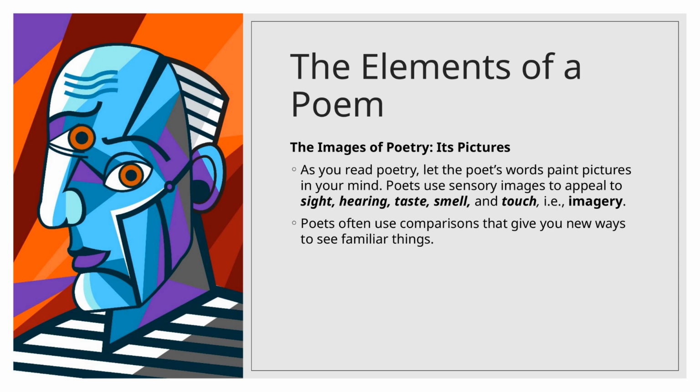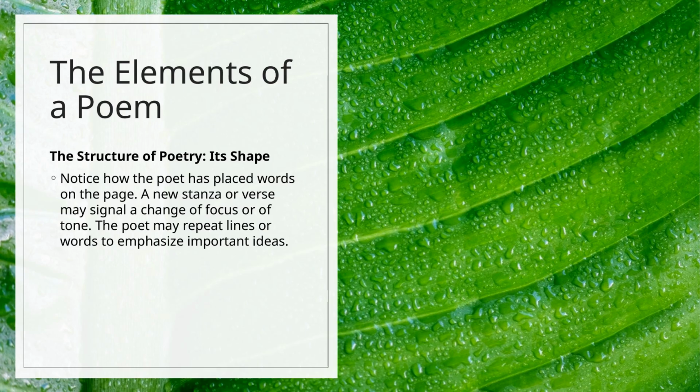Now let's review the elements of a poem. As you read poetry, let the poet's words paint pictures in your mind. Poets use sensory images to appeal to sight, hearing, taste, smell, and touch, i.e. imagery. Poets often use comparisons that give you new ways to see familiar things. Another element we need to consider is its shape. Notice how the poet has placed words on the page. A new stanza or verse may signal a change of focus or tone. The poet may repeat lines or words to emphasize important ideas.